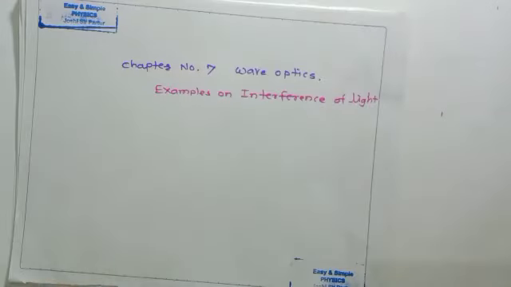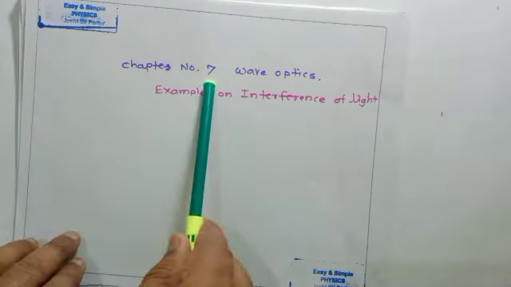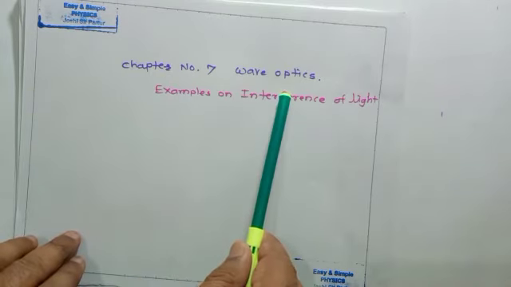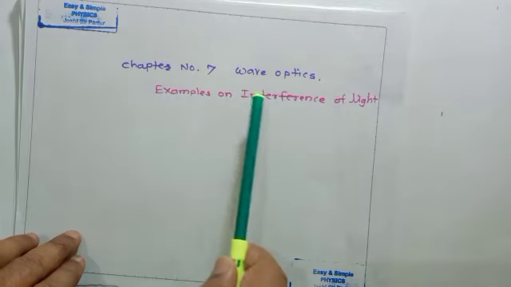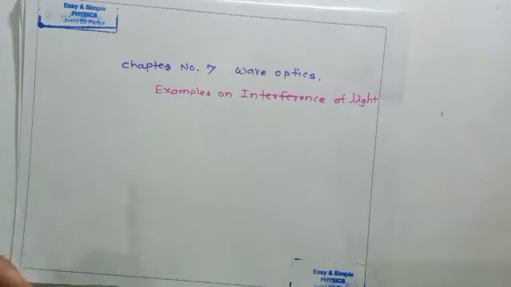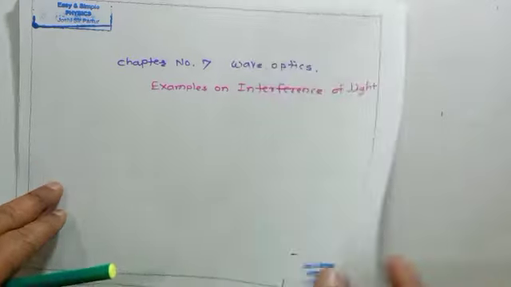Today we have learned chapter number 7, wave optics. In this chapter we have seen examples on interference of light. So first example will be seen.